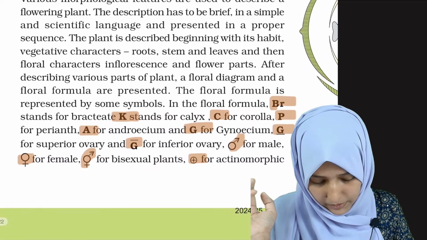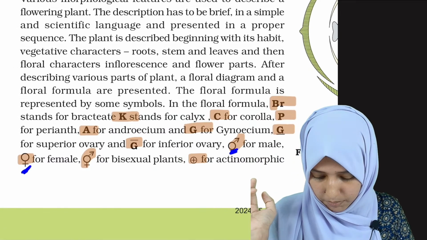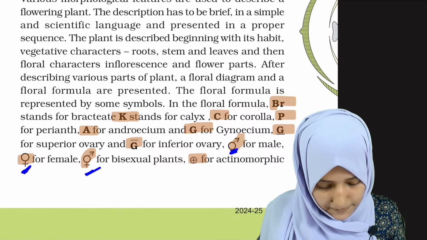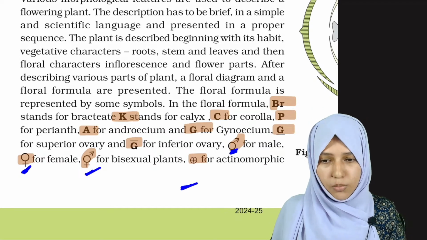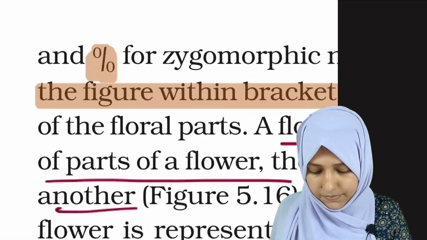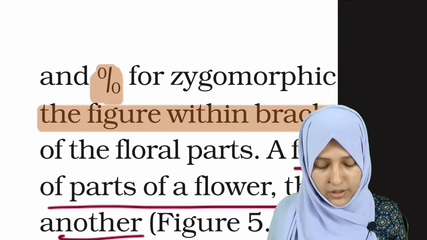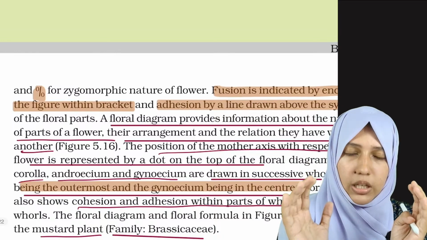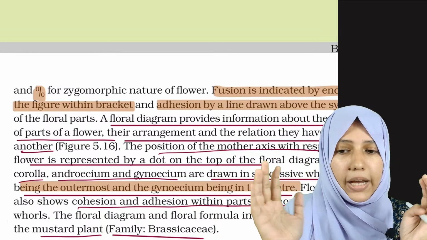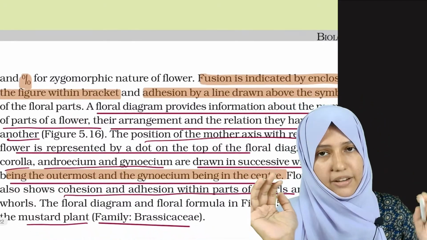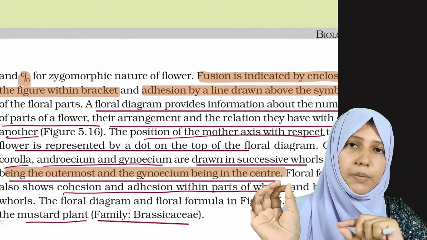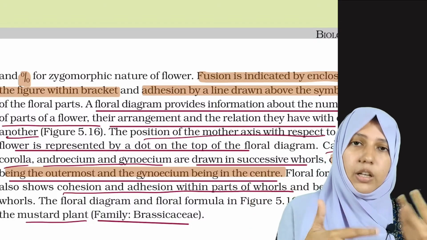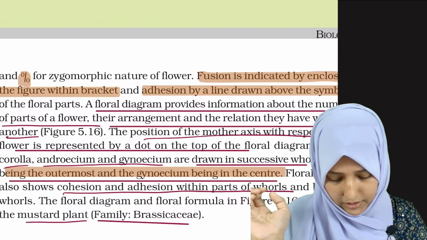And this symbol is for male, this symbol represents female, and this symbol represents bisexual. This symbol represents actinomorphic, and if there is a symbol like this, then it is for zygomorphic plants. Now if there is a fusion, it will be indicated by two brackets around the letter. And if there is adhesion between the floral appendages, there will be a line joining two letters. Clear? We will make it more clear while seeing the floral formula.